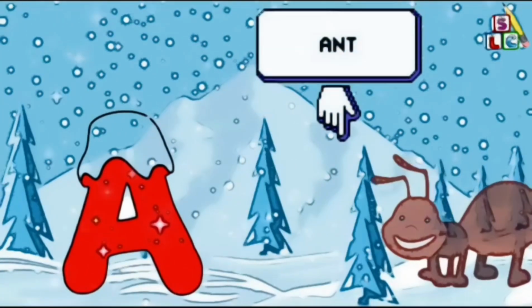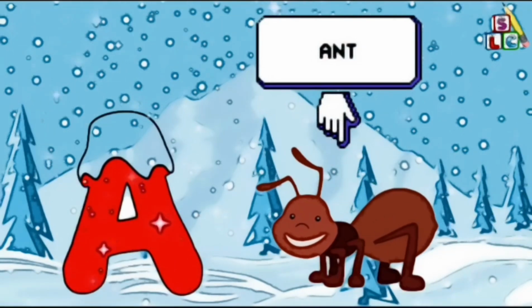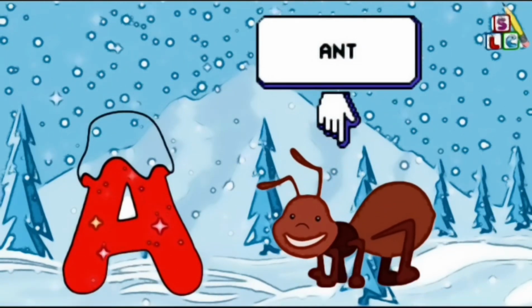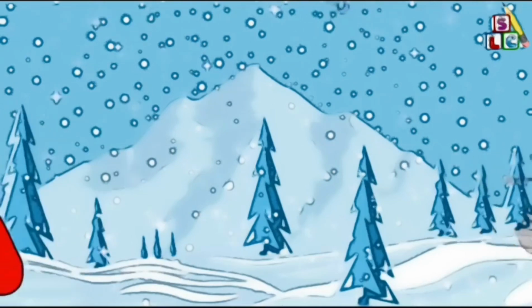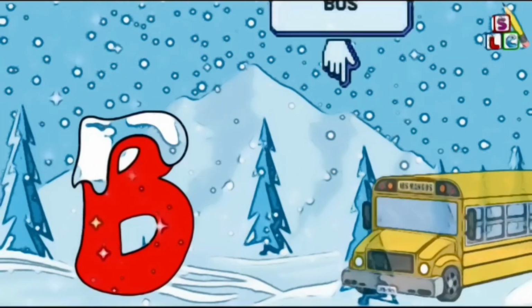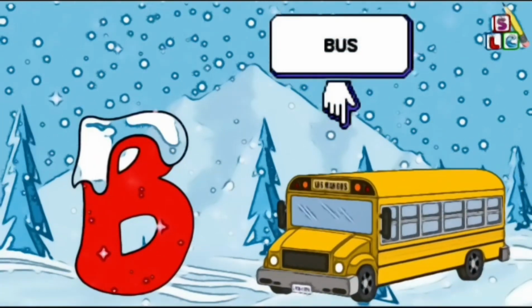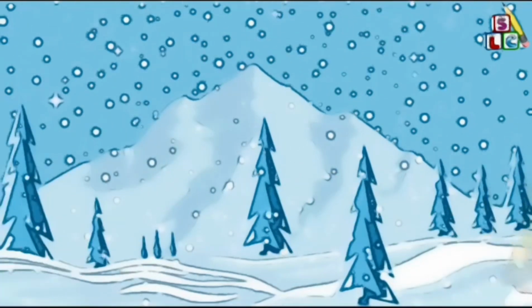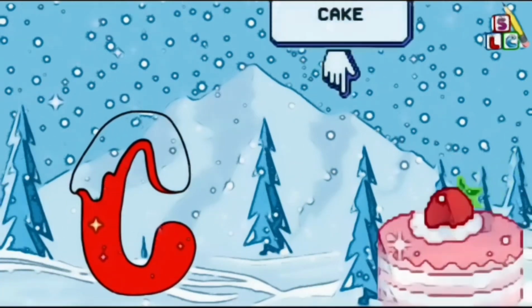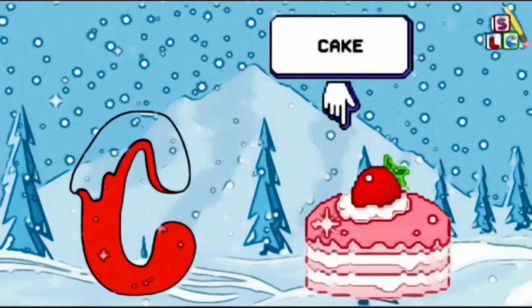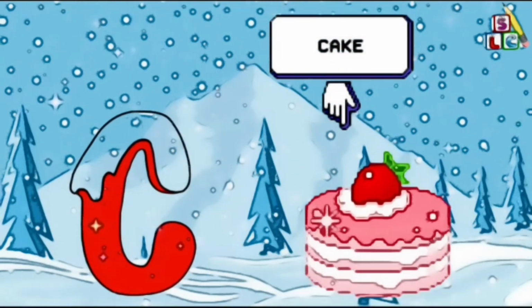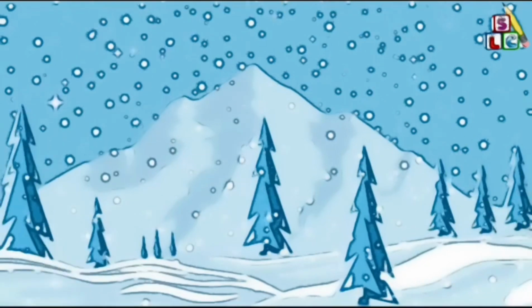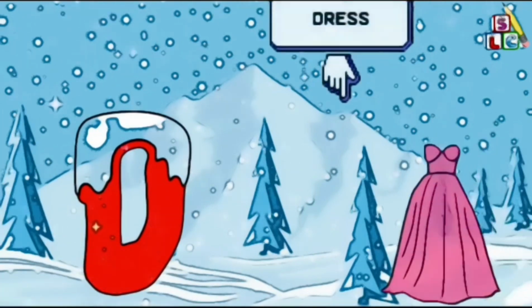A is for ant. Ant. B is for bus. Bus. C is for cake. Cake. D is for dress.